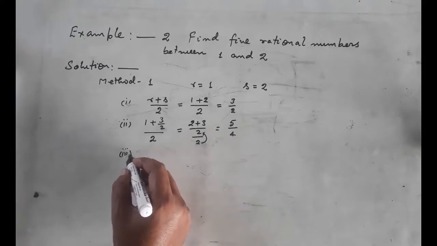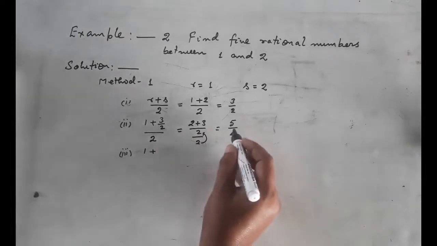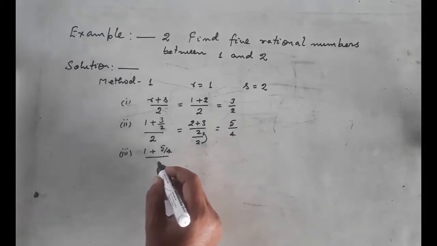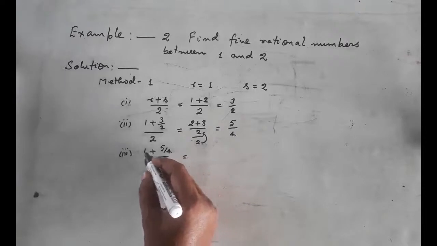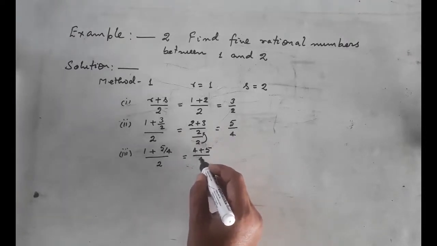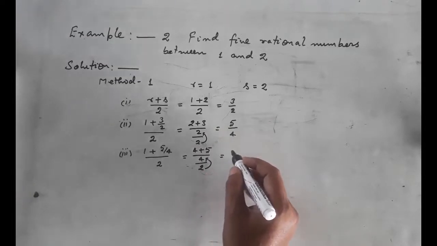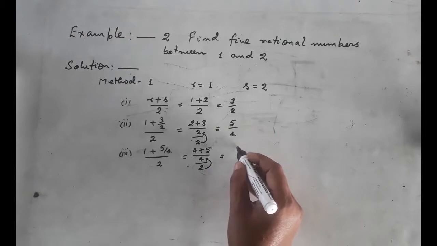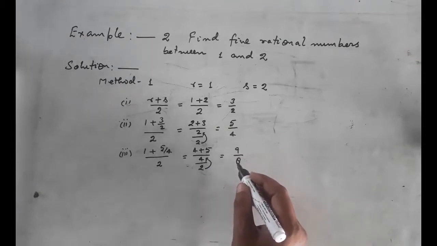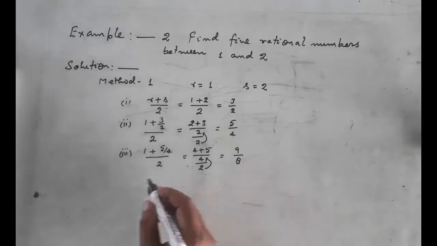You can also find: your first number is 1 and your second number is 5 by 4, whole divided by 2. 4 ones are 4, plus 5, divided by 4, whole divided by 2. 2 comes here and you find 9 by 8. 9 by 8.